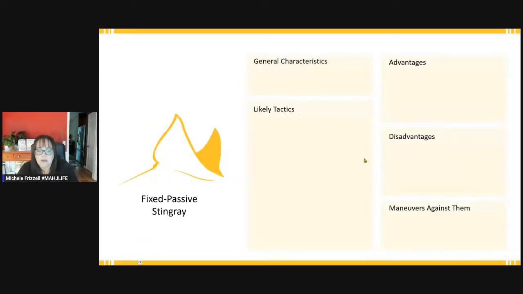Let's look at some of the playing style characteristics and likely tactics and how you can use the information to help you make decisions on your own journey during any given game. With a stingray, they are risk averse, typically non-competitive, and they play in a state of uncertainty. They typically don't know what to anticipate during the game. And so that's one of the reasons why they're more passive, because they want to wait and see what happens before they make a decision.